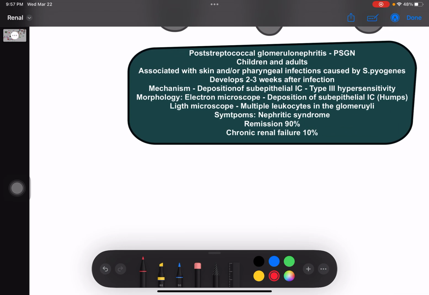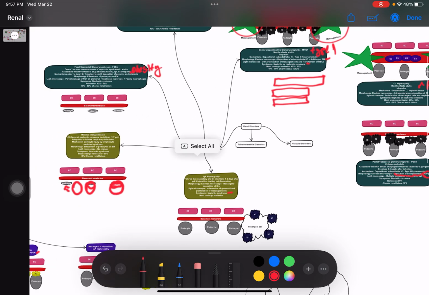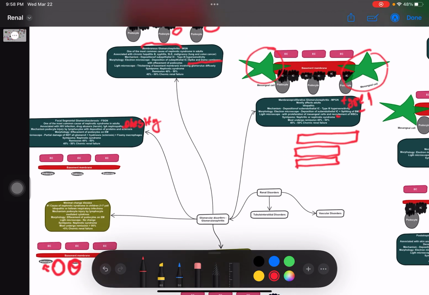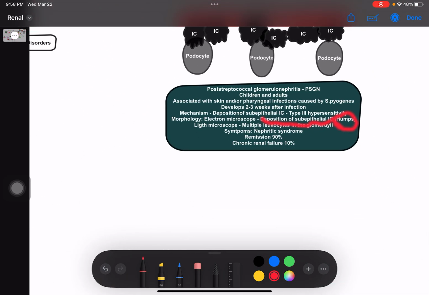And we have multiple leukocytes in the glomeruli, and deposition of subepithelial immune complexes, which are called humps. We have to remember this, as opposed to spikes and domes. In the case of membranous glomerulonephritis, we have characteristic spikes and dome complexes. Here we have humps.